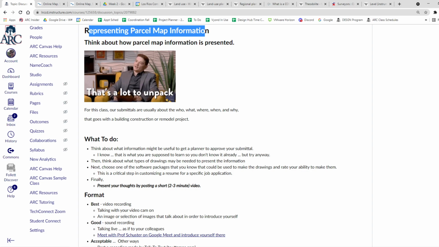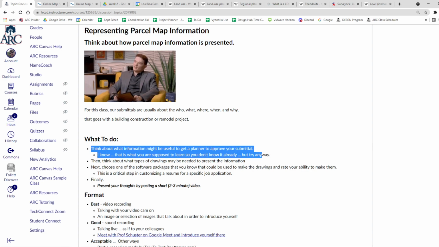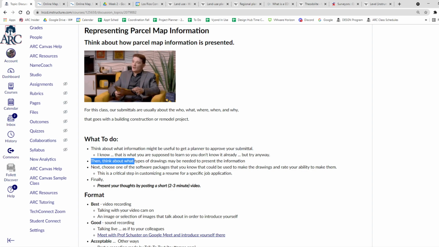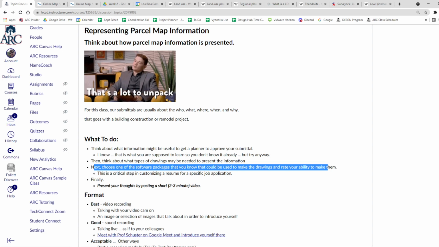What I want you to do is think about what information might be useful to get a planner to approve your submittal. So you've looked at maps, you've looked at areas, you've looked at this kind of stuff, and start thinking, okay, what might be useful? Okay, and then think about how that'll be presented. What kind of drawings might be needed? And then think about how you'll make those drawings.